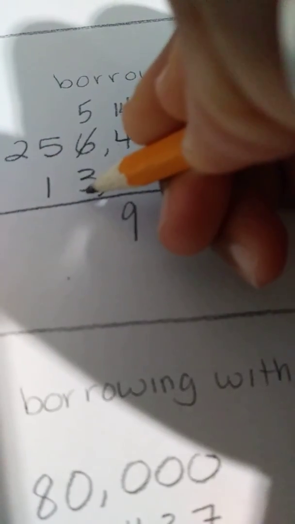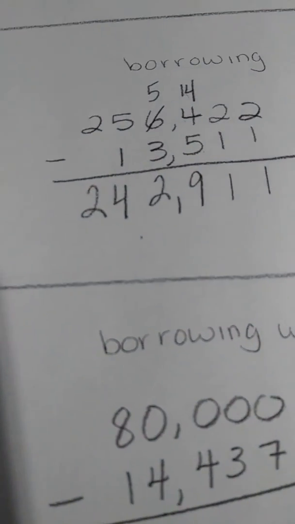5 minus 3, can you do that? Yeah, so that's just 2. 5 minus 1 is 4. And 2 minus nothing is 2. Remember, if at any point you need to pause and rewatch, please do it.